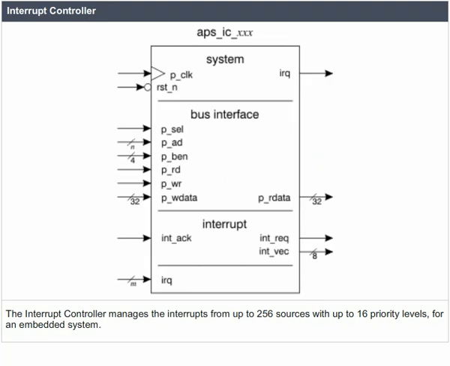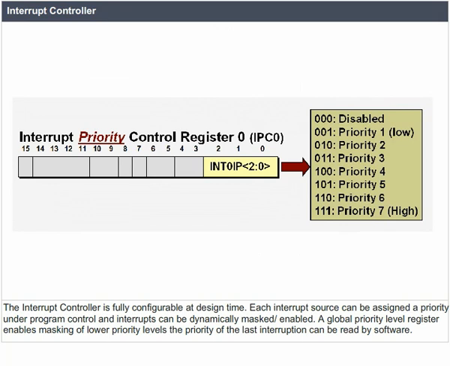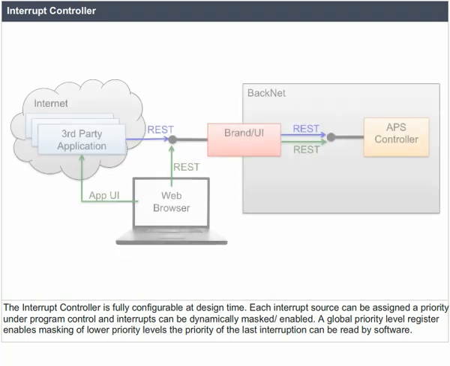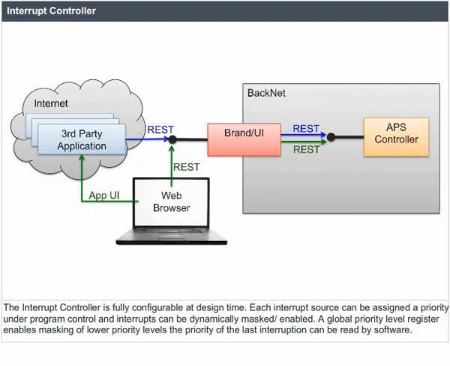Interrupt controller. The interrupt controller manages the interrupts from up to 256 sources with up to 16 priority levels for an embedded system. The interrupt controller is fully configurable at design time. Each interrupt source can be assigned a priority under program control and interrupts can be dynamically masked or enabled. A global priority level register enables masking of lower priority levels. The priority of the last interruption can be read by software.